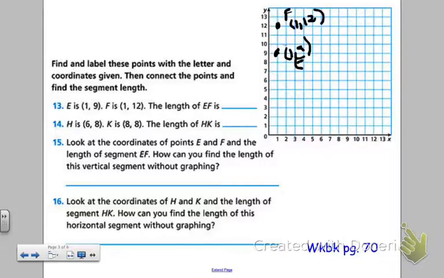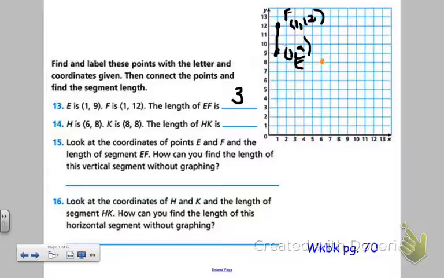So I have my coordinates, I labeled them. Now I'm going to connect them, and you can see that I have a line segment. The length of EF, well, obviously the length is 3 units long. You can see that from one dot to the next, 3 units, 3 squares. How about the next one? Let's look at number 14. Let's see, 6, 8, over 6, up 8, right around here.